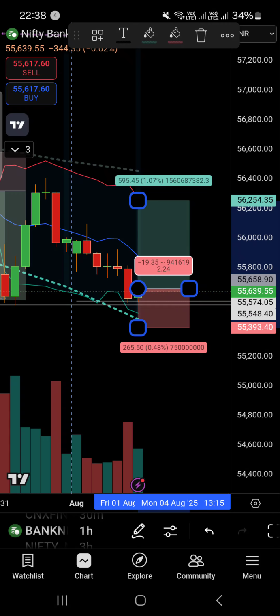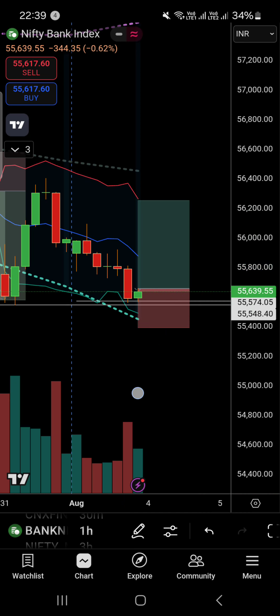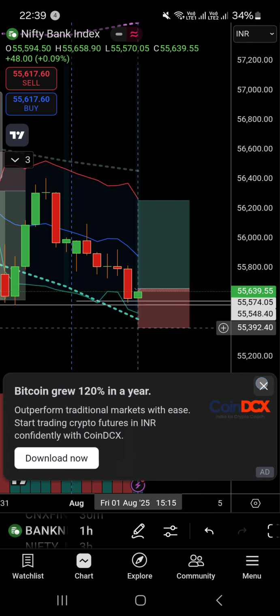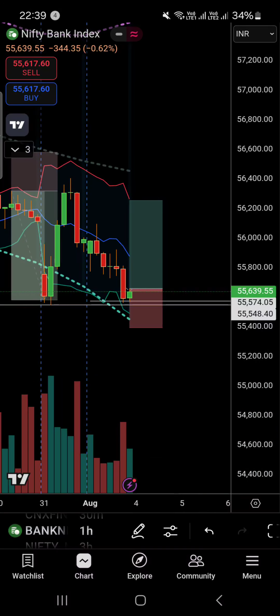So this is telling, based on hourly, that in the next 1 or 2 days there is a higher probability to see 56,254, and there is also a higher probability for this stop loss to hit.